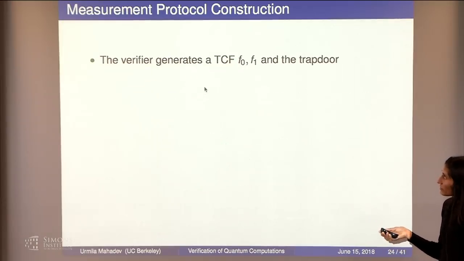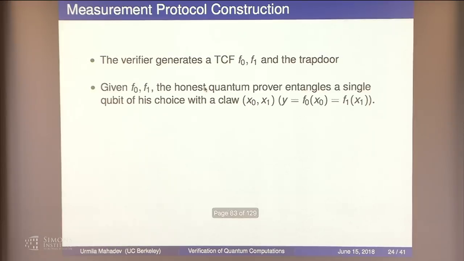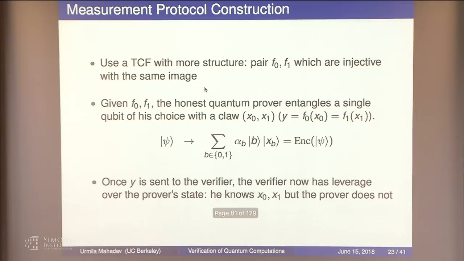The verifier generates a trapdoor claw-free function pair, f0, f1. He hangs onto the trapdoor, and he sends the function to the prover. But again, how are f0 and f1 related to each other? Before, I had one function which is 2 to 1. Now I have two separate functions which are injective with the same image. Okay, good. Think about it this way: every collision has the first bit different. I got it. Yeah.